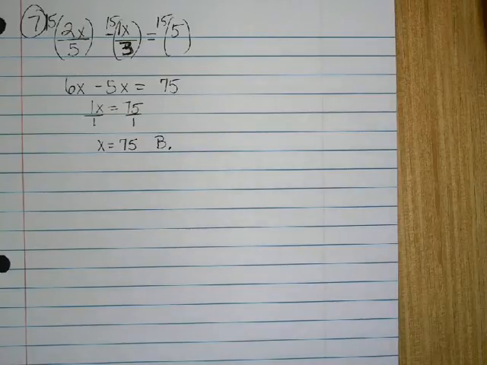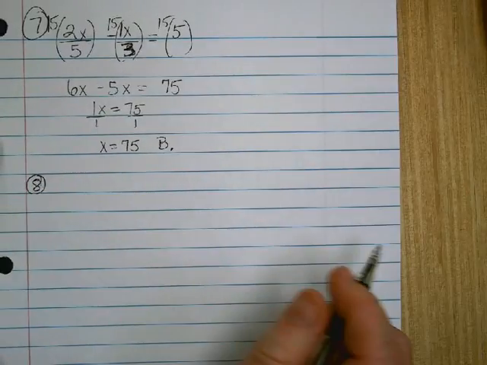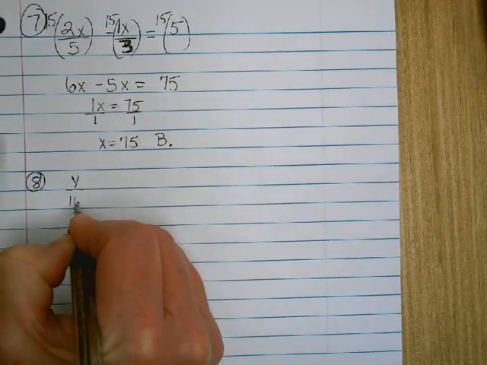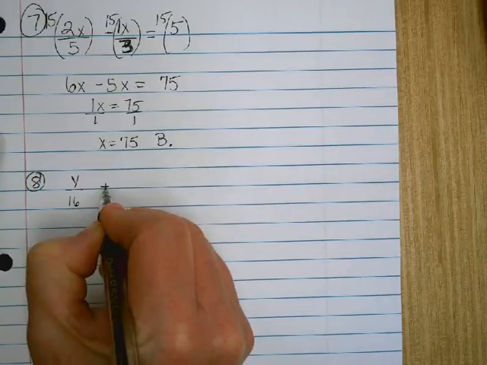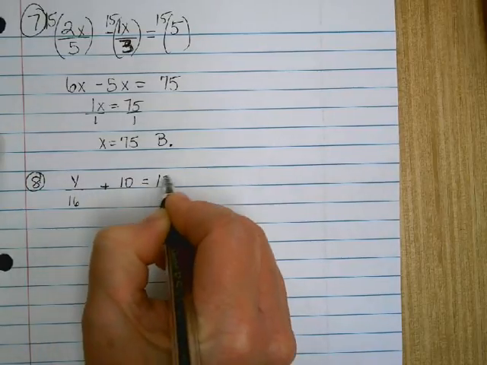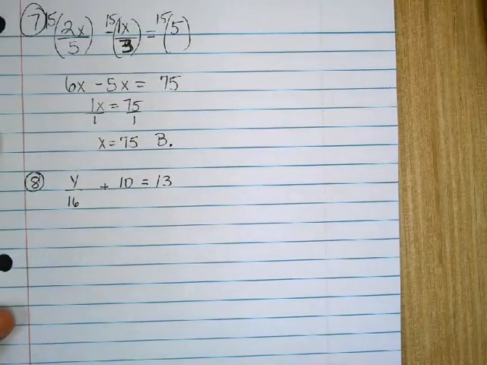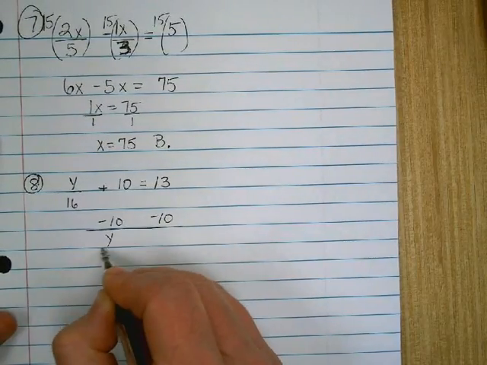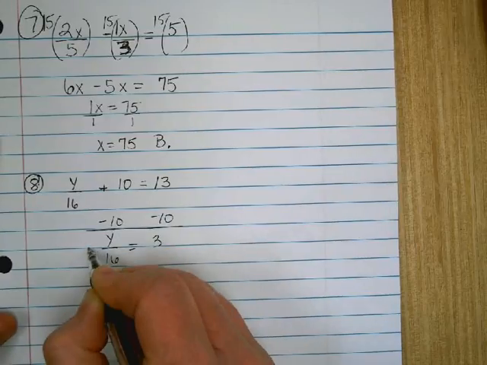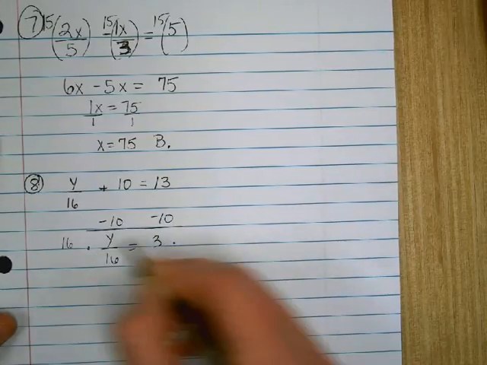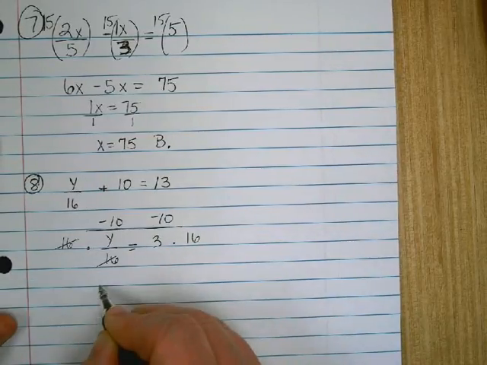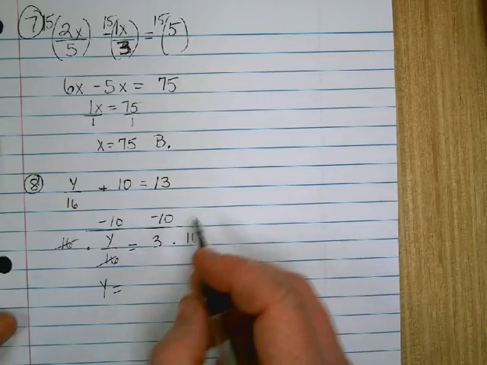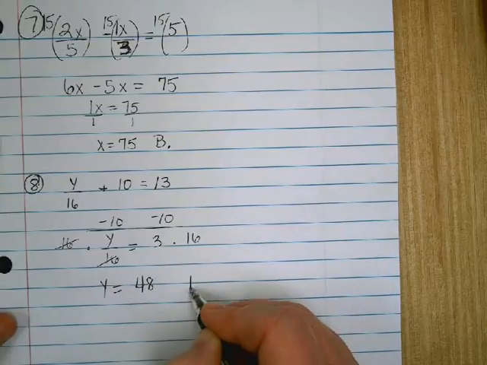Okay, number 8. Y over 16 plus 10 equals 13. I would subtract 10 from each side. Y over 16 equals 3. Multiply both sides by 16. Y is equal to 48. Answer choice D.